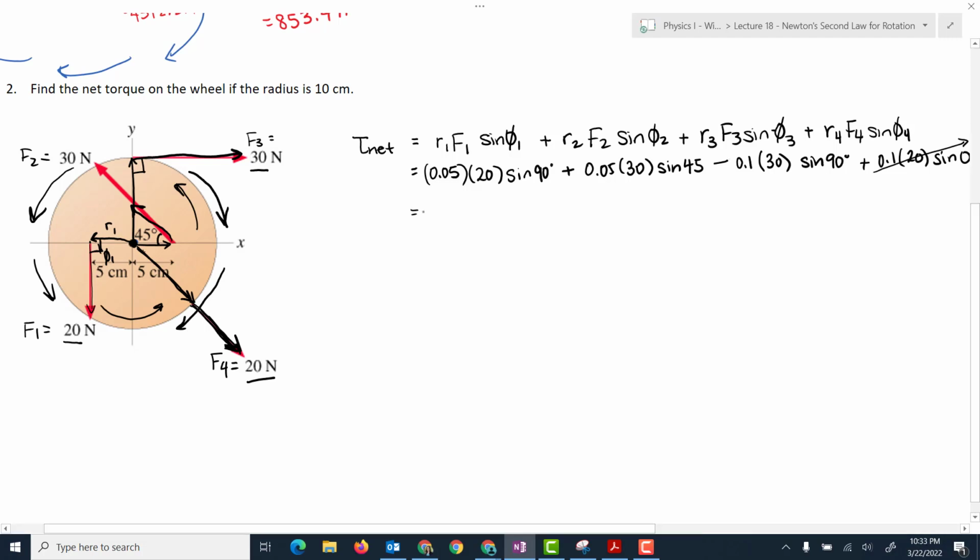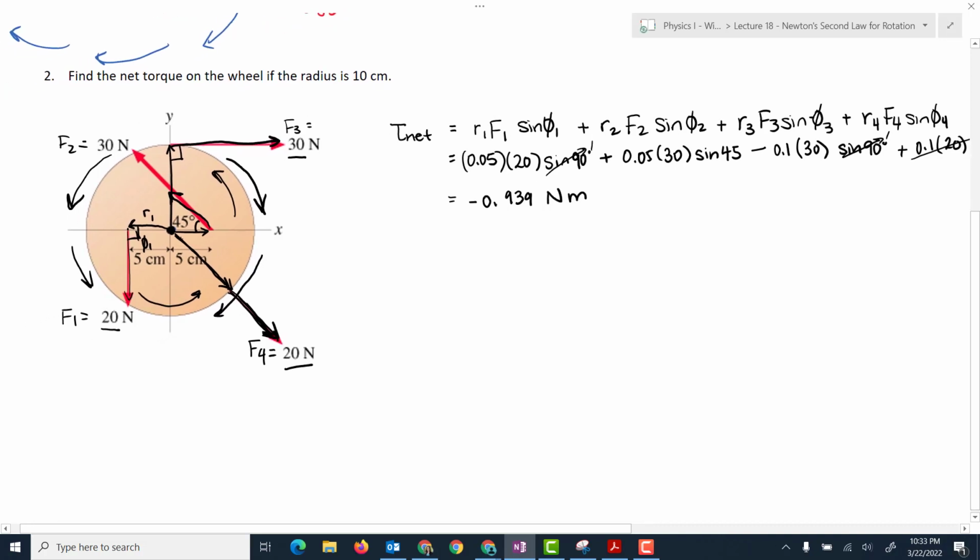So now I can just take all these numbers, type them up on my calculator. 0.05 times 20 times sine 90. Well, sine 90 is just 1, so I don't even need to type that if I don't want to. Plus 0.05 times 30 times sine of 45 minus 0.1 times 30 times sine of 90. Again, sine of 90 is 1, so I don't have to type that bit. And I get negative 0.939. And again, my units are newton meters.